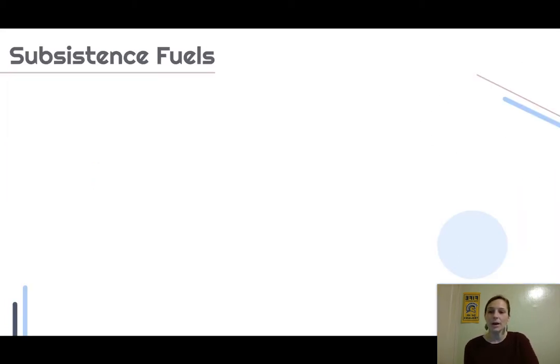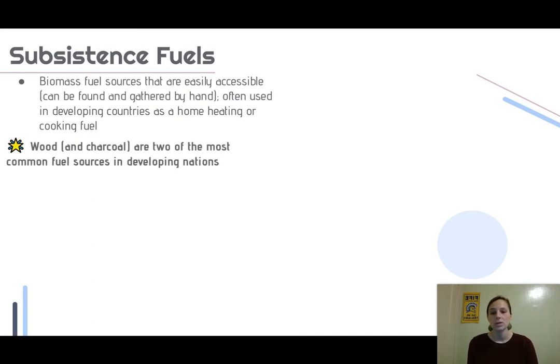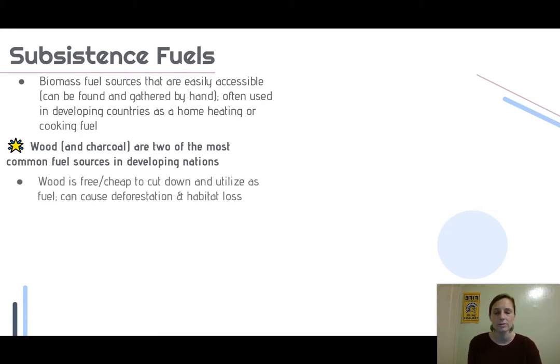So we're first going to talk about subsistence fuels, which we briefly touched on in the 6.2 notes. So I'll just give you a little bit more of it here. If you don't remember, these types of fuels are going to be biomass fuel sources that are easily accessible. They can be found or gathered by hand, and they're often going to be used in developing countries as a home heating or cooking fuel source. So the two most common of these sources are going to be wood and charcoal, which is derived from wood.